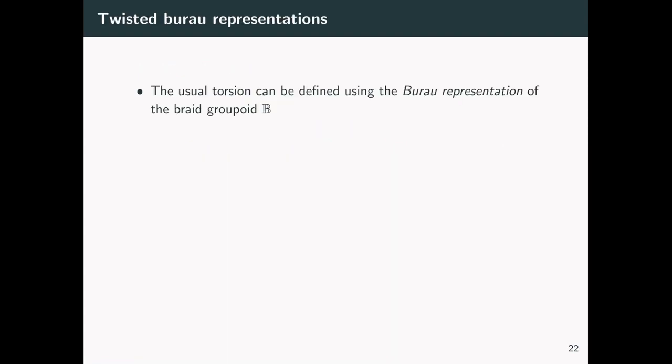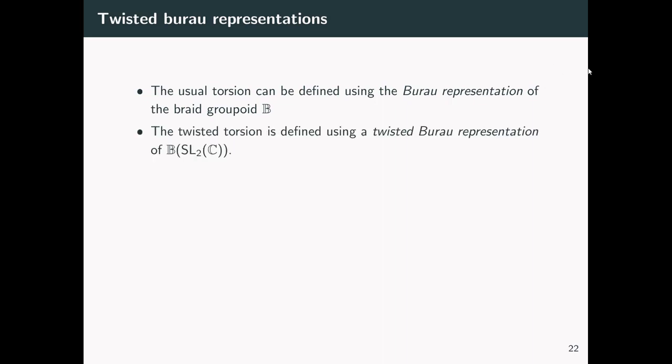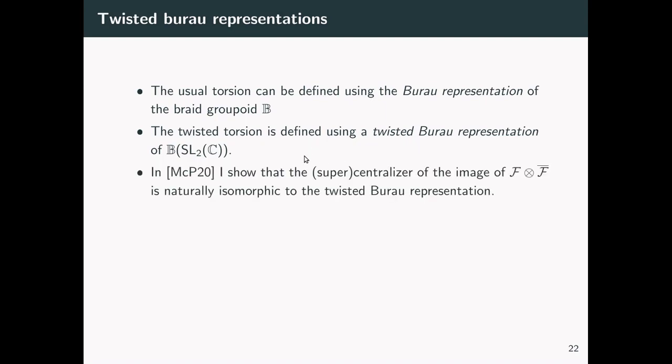All right. What this has to do with Reidemeister torsion, like I said, is if you recall that in general, one way to define the torsion is to use this thing called the Burau representation of the braid groupoid, which basically comes from the braid group action on this rho-twisted homology I mentioned before. The twisted torsion is defined using a twisted Burau representation. Not surprising naming, and that's some kind of analog of this for this colored braid groupoid B of SL2C. In my paper, what I basically show is that the supercentralizer of the image of this functor is naturally isomorphic to the twisted Burau representation.